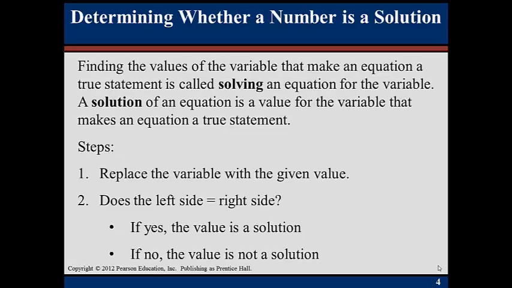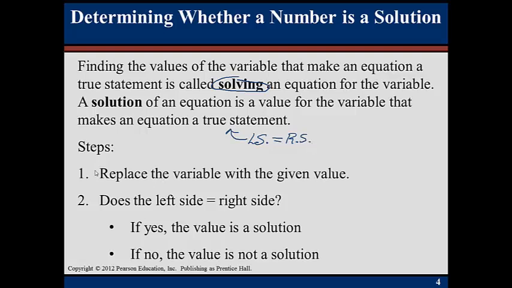So now let's see how we're going to determine whether a number is a solution to an equation. Finding the values of variables that make an equation a true statement is called solving an equation for the variable. So again, when it says solve, that's when you're looking for the values of the variable that make your equation true. A solution of an equation is a value for the variable that makes the equation a true statement. So what does it mean by the true statement? That is where the left side of my equation comes out and equals my right side of my equation.